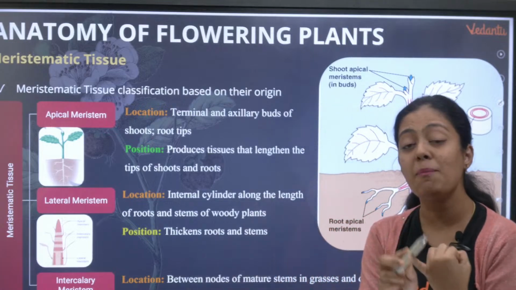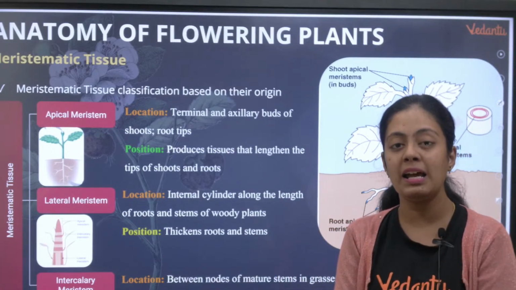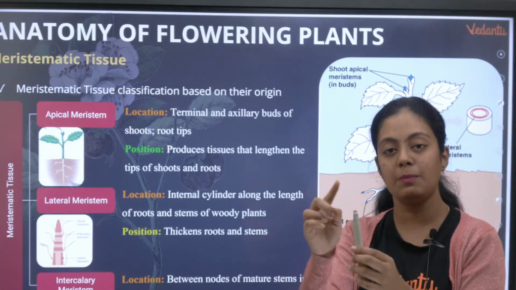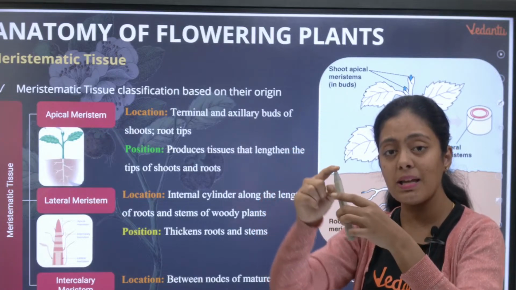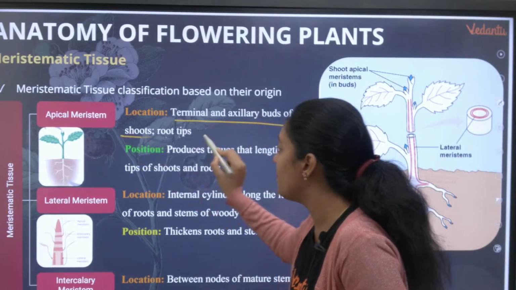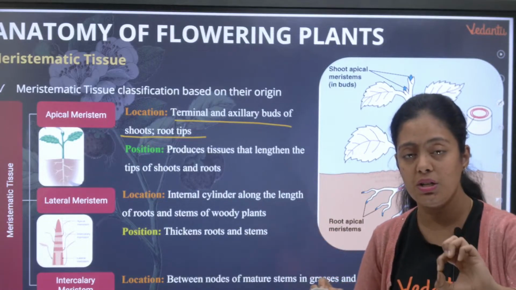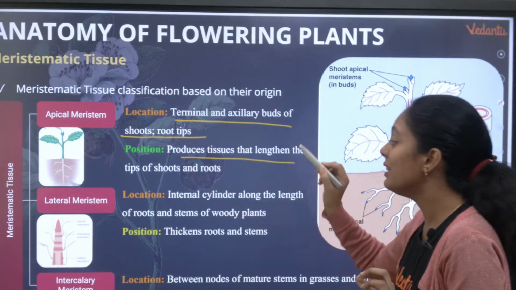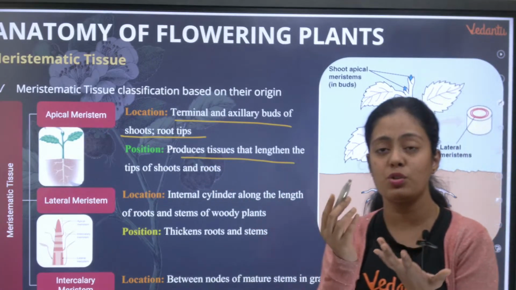The first one is apical meristem. Apical means what? Apex. What is apex? Tip. It can be present in the root apex or in the shoot apex. Terminal and axillary buds of your shoot and root tips. They produce tissues that lengthen the tips of shoots and roots.